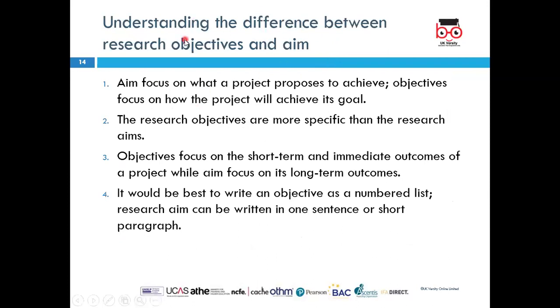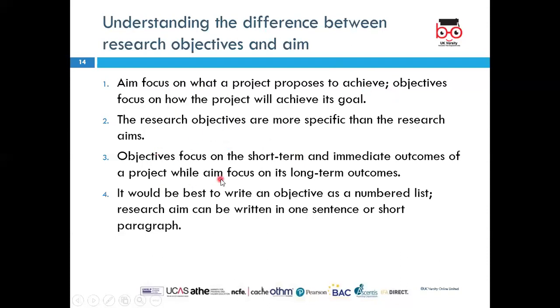So there's a difference between research objectives and aims. An aim will focus on what a project proposes to achieve, while objectives focus on how the project will achieve this goal. The research objectives are more specific than the research aims. So they'll be more in-depth, whereas the research aims are broader.